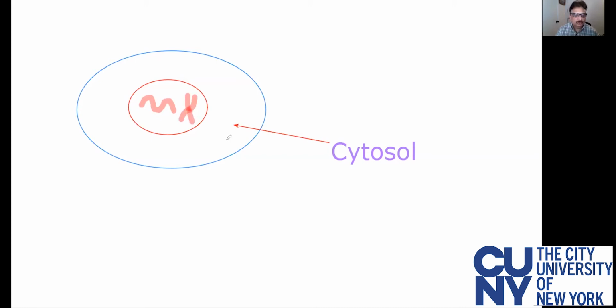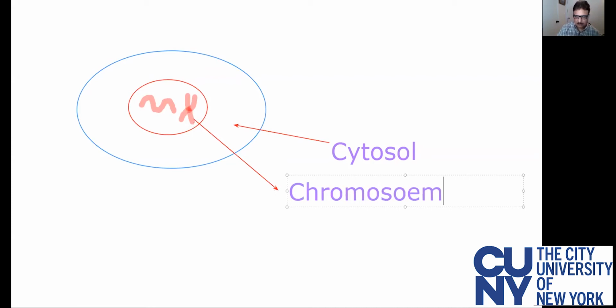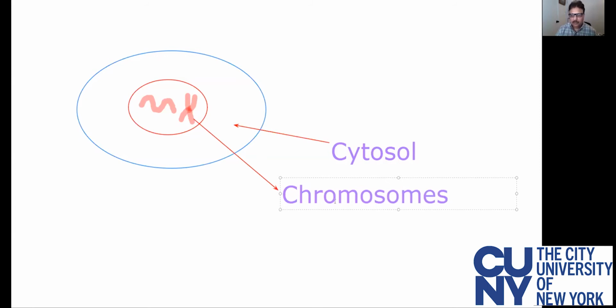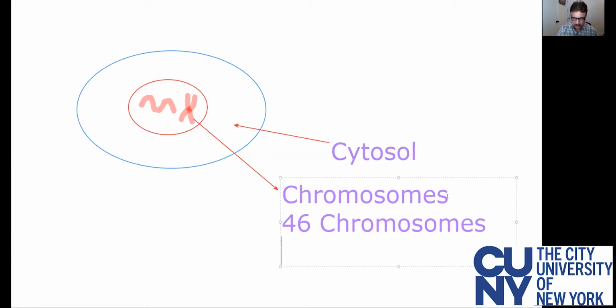DNA is present as chromosomes. If you take human cells, there are 46 chromosomes in a human cell, but in actual it is 23 pairs of chromosomes, not 46 chromosomes.